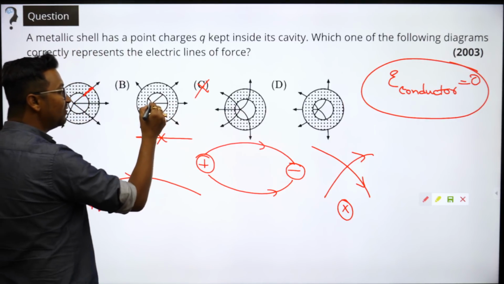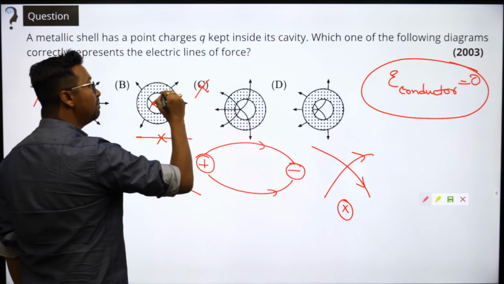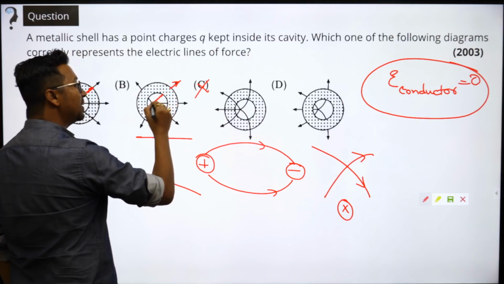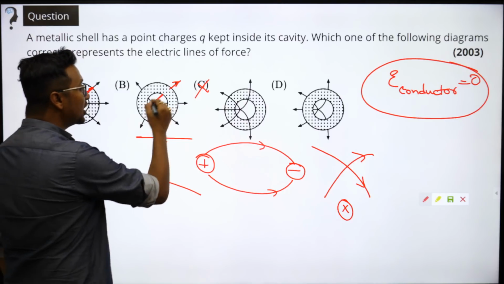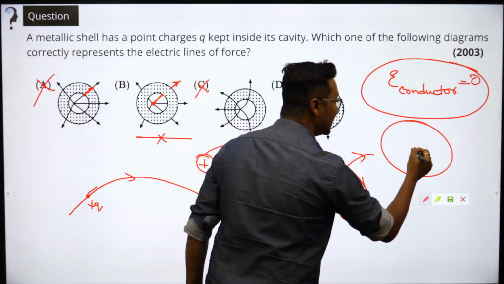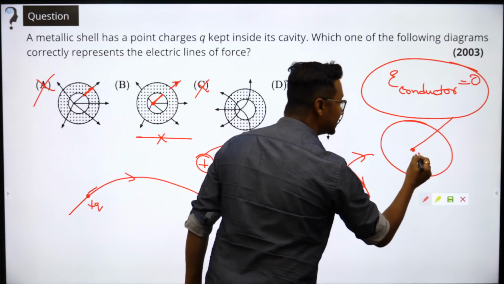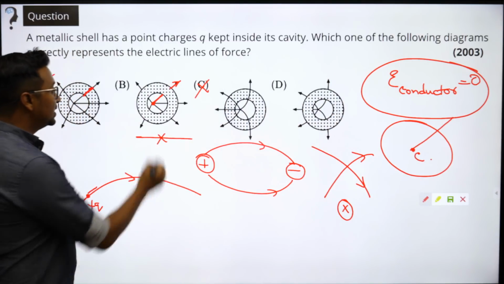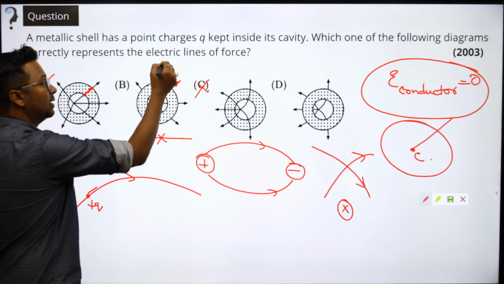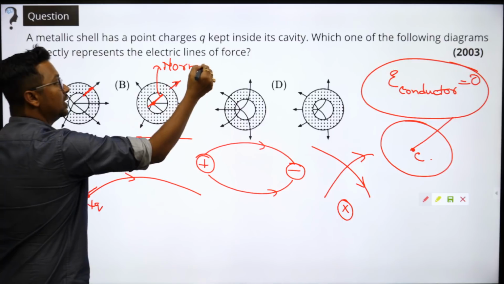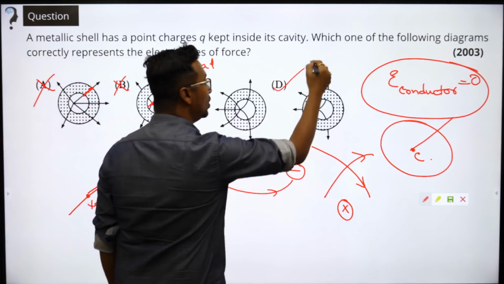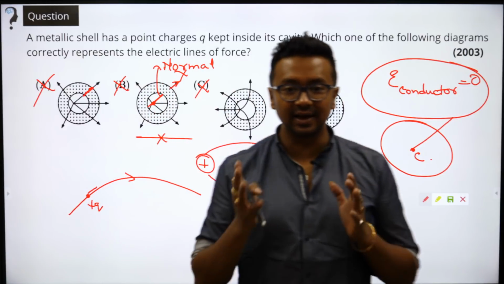Because आपका जो ये फील्ड लाइन होता है it is always going to be perpendicular to the surface. ये तो सही है, but this line is not perpendicular to the surface. It is not a normal. याद रखिएगा, for a spherical surface normal always passes through the center. So this line is not passing through the center, so this cannot be the normal. This is not the normal, so this is not possible. So we are left out only with option D, and that is the correct answer.